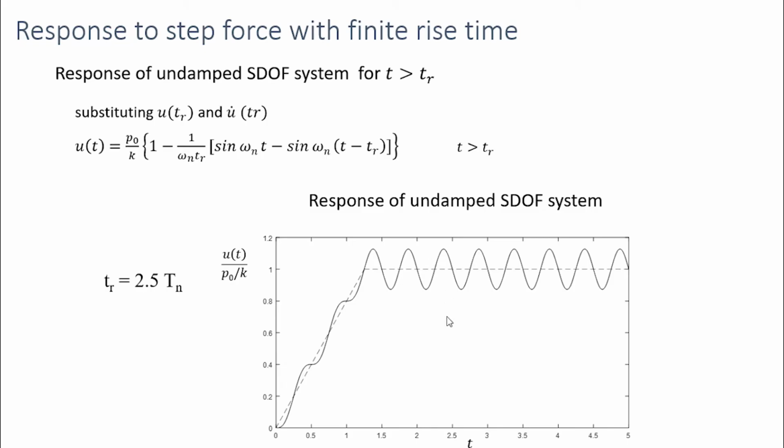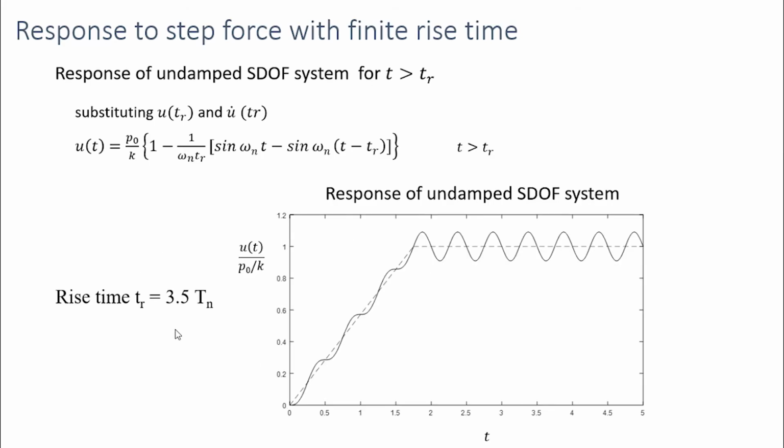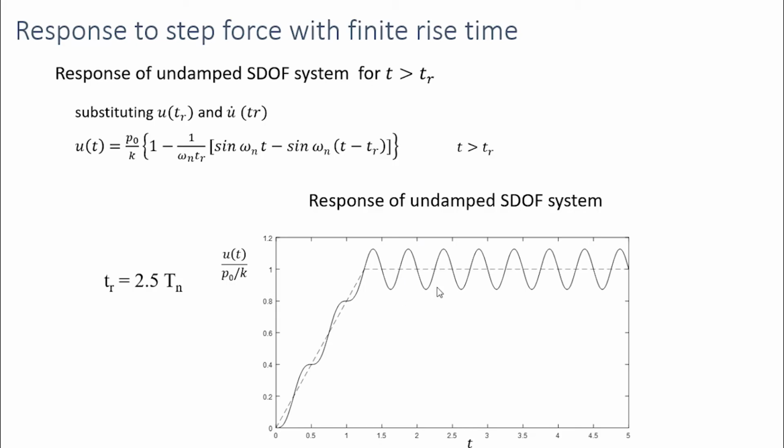And the amplitude of that oscillation is higher compared to 3.5 Tn. So here the rise time is 3.5 Tn. Here the amplitude was low, but here the amplitude is slightly high. And again, the period between two peaks will be equal to the natural period because this is an undamped system. Now let's see for Tr is equal to 2Tn.